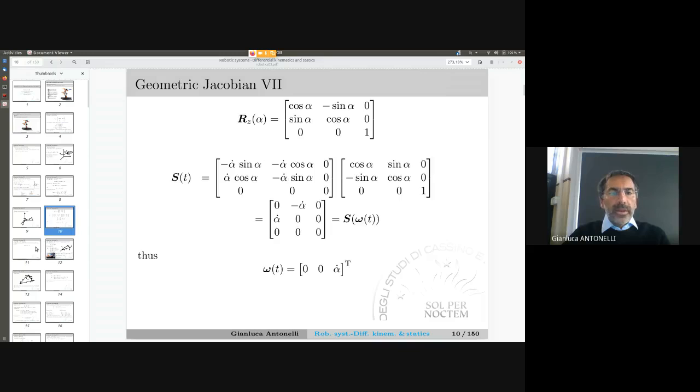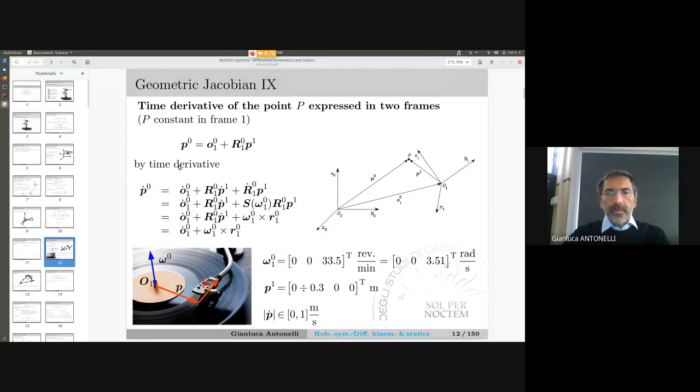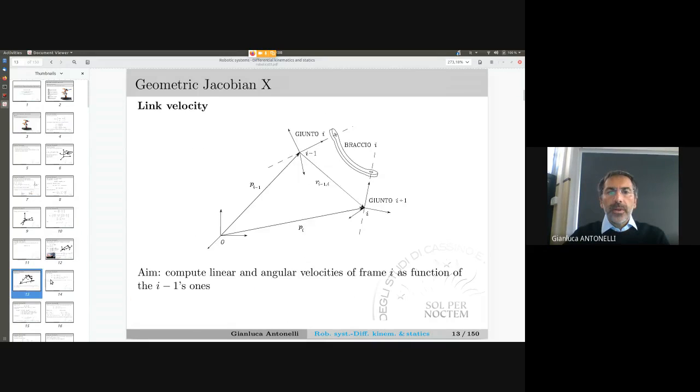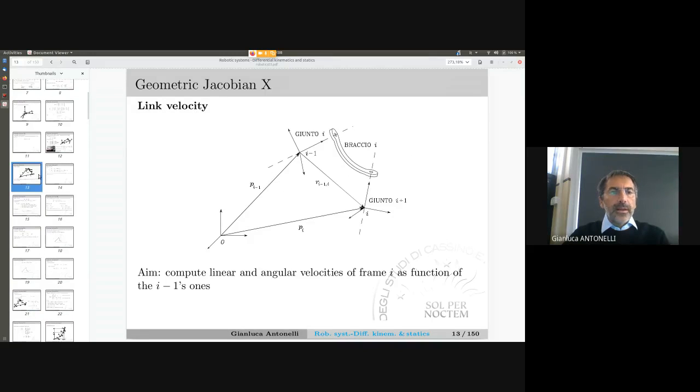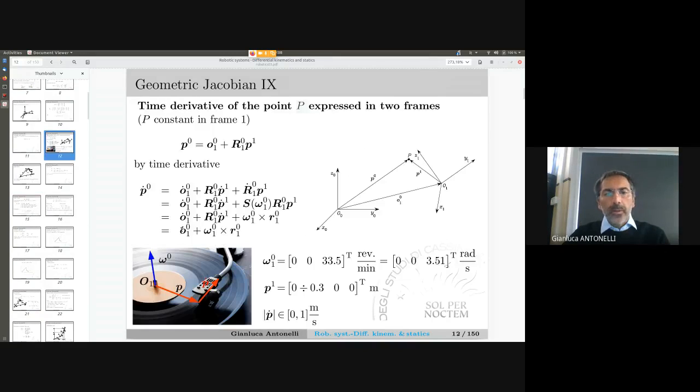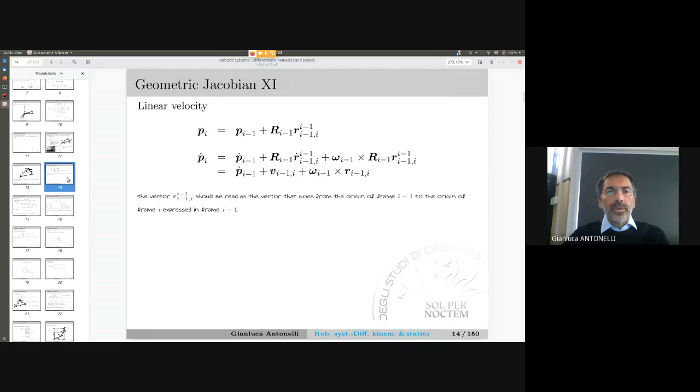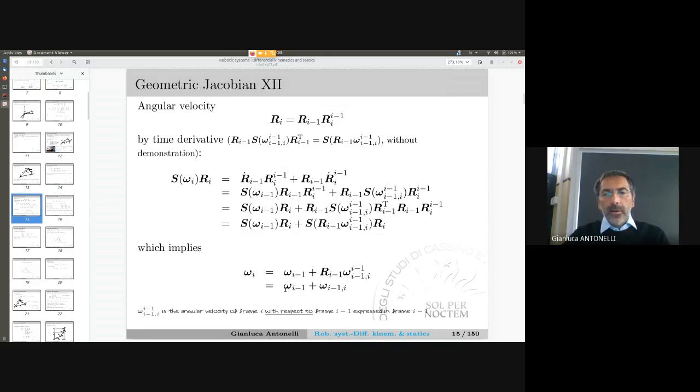Then we have seen how to compute the time derivative of point P expressed in two frames. And we have seen that this is useful. Okay, the expression is this one. P dot zero is, this is the expression. And we have seen that this is useful in order to compute the linear and angular velocity of the link. This is the linear velocity. This is the angular velocity. This expression here is the angular velocity. It's very intuitive. And, I mean, those steps, we skipped the steps.